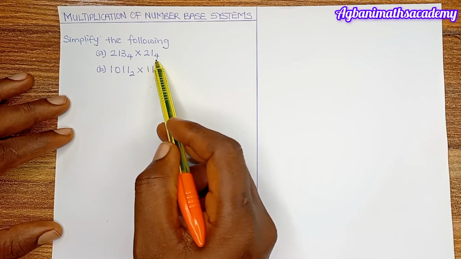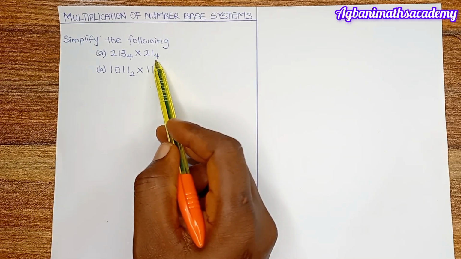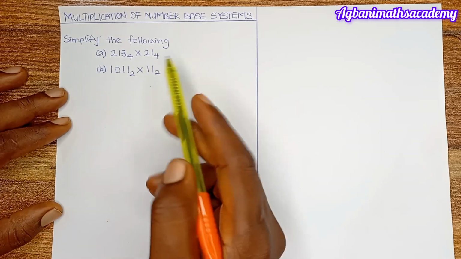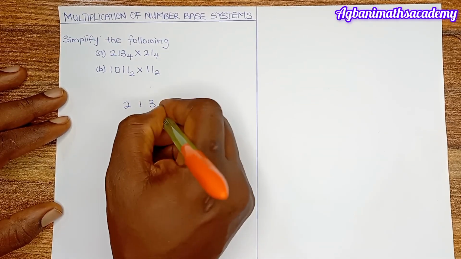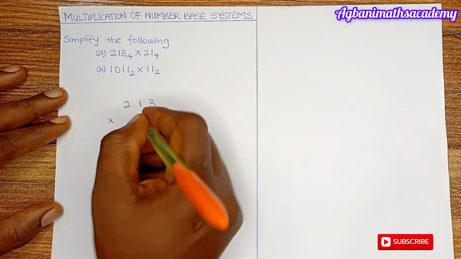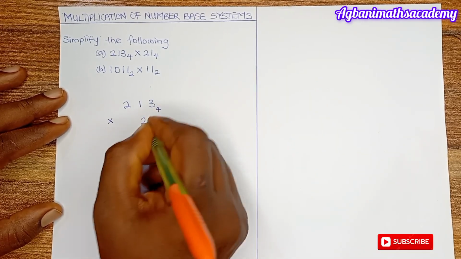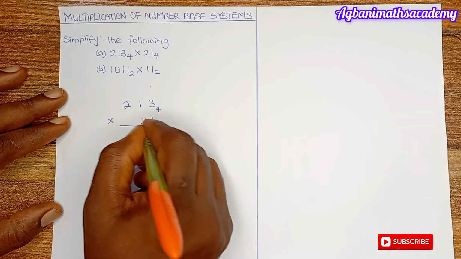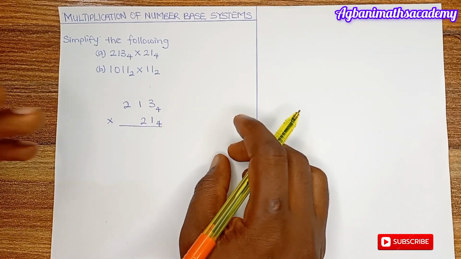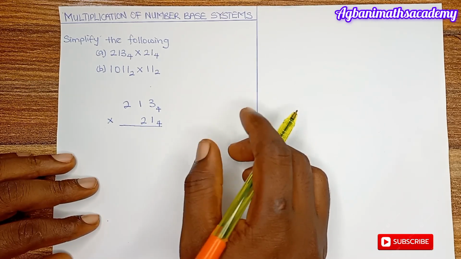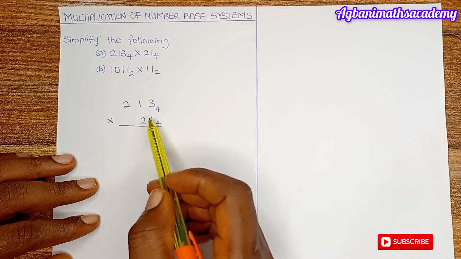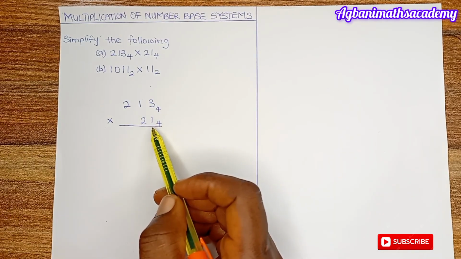The first one we have here, we are working with numbers in base 4. That's the first thing you need to observe. So we have 213 base 4 multiplied by 21 base 4. When you are multiplying numbers in a particular base, you must ensure that the products of the numbers you multiply must not be bigger than the base that you are working with. So here we are working with base 4. When we multiply, our answer should not be bigger than 4.